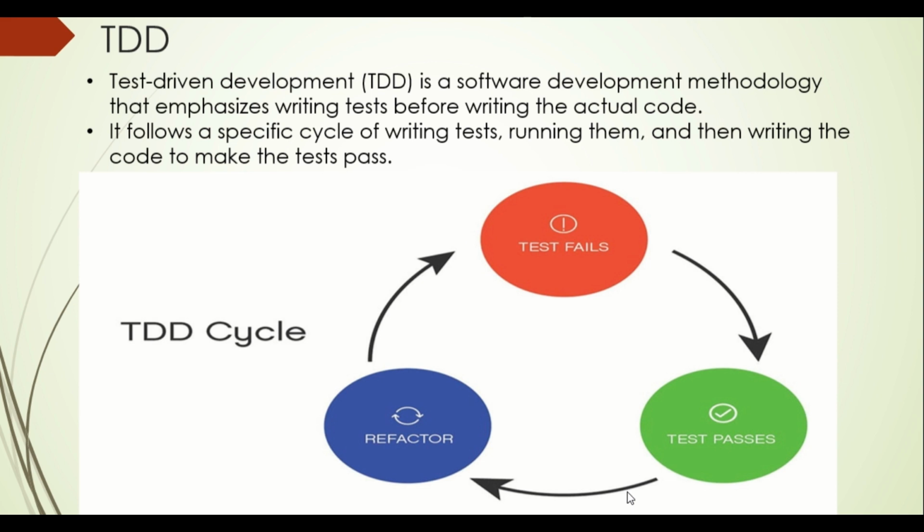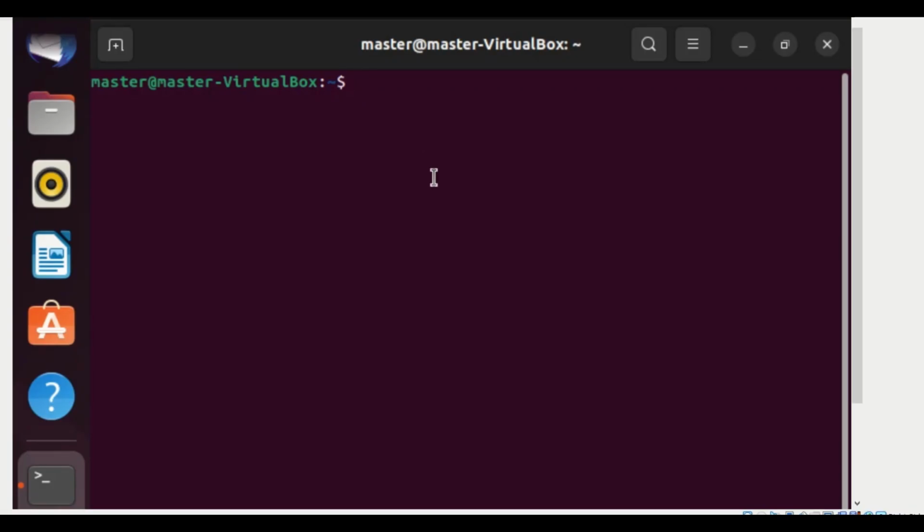If all the tests do not pass, we are going to refactor our code. After refactoring our code, we are going to run the tests and we expect all the tests to pass. If they do not pass, we are going to refactor the code until all the tests pass. So let us check this example. Let us now see an example.